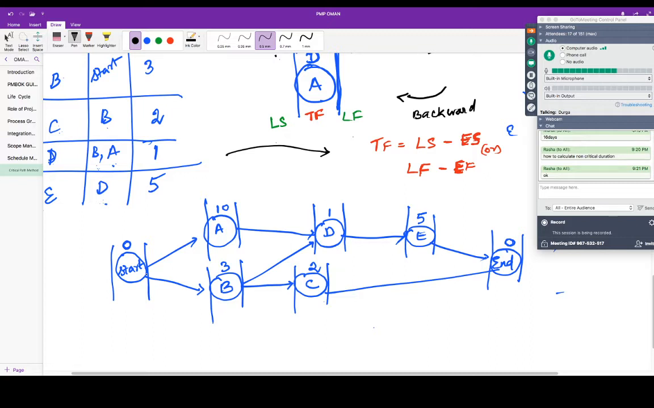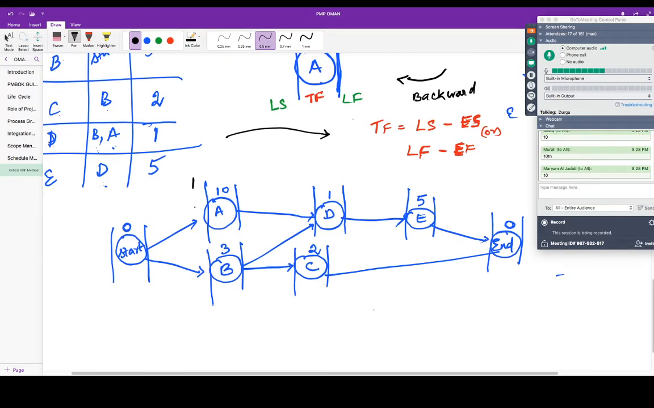So activity A is starting on the first day. How early can you start? On the first day. So if you're starting on the first day, when will you complete activity A? On the 10th, correct? Because you are including day 1. So you will finish it on the 10th.